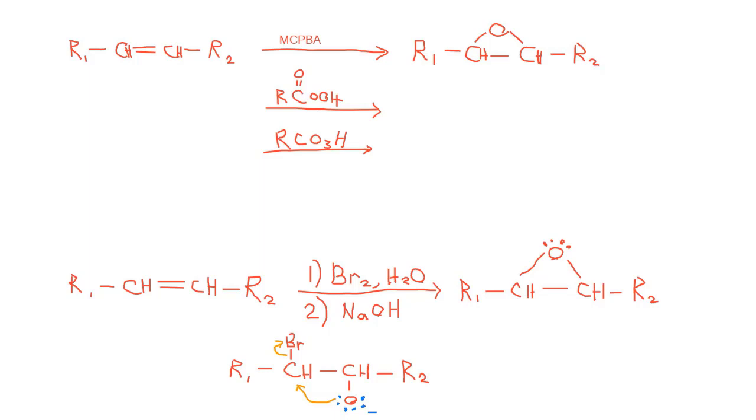Let's go, yeah, go ahead. Oh, I was just going to say, depending on whether the starting alkene is cis or trans, that determines whether the epoxide branches will be cis or trans as well. Yeah, it would be original.